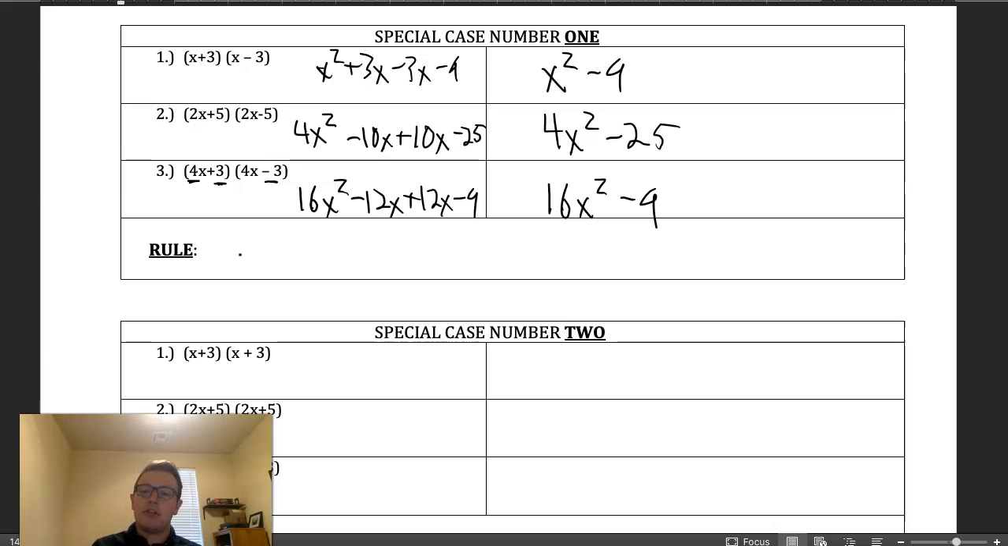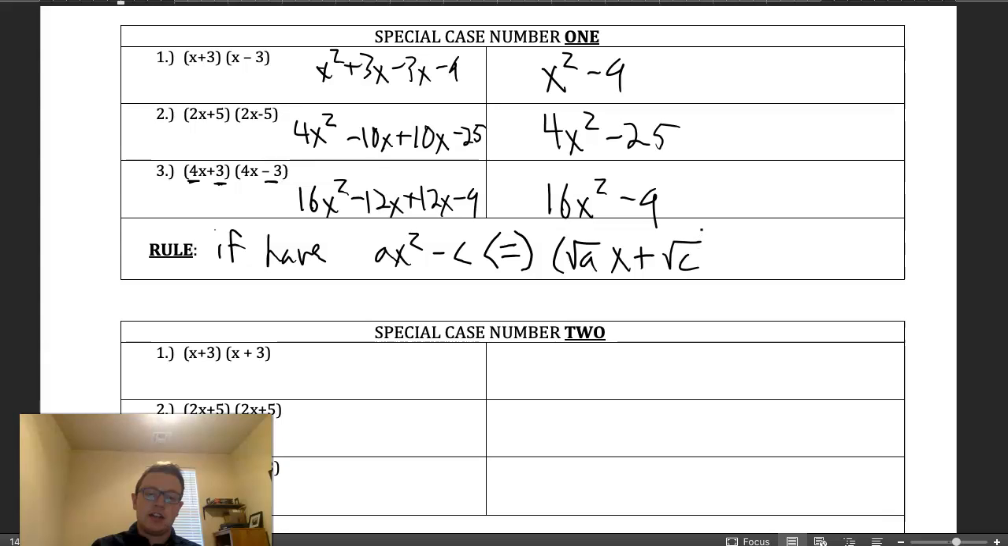What's the rule here? Well, the rule is, if you have ax squared minus some value of c, then you can factor that, and this goes the other way. If you're foiling these out, this factors to become whatever the square root of your coefficient is. So square root of 16 would be 4 times x plus the square root of c. So in this case, square root of 16 would be 4x plus square root of 9 is 3 times square root of a times x minus the square root of c.